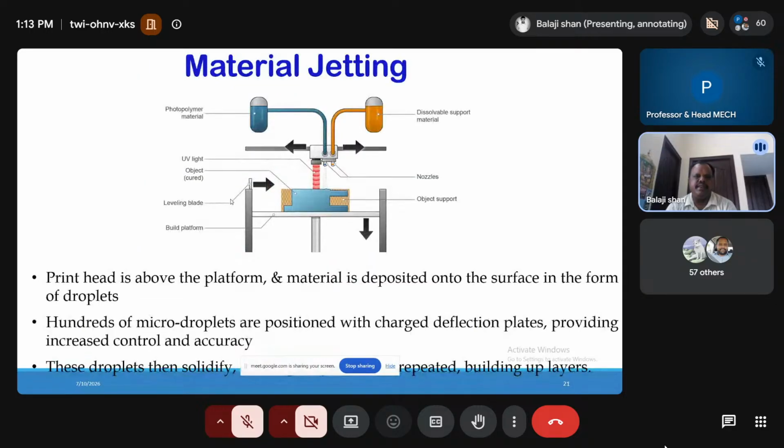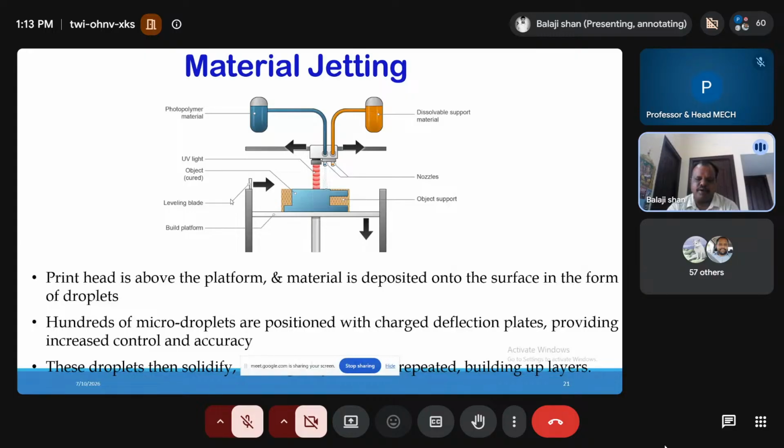And the next one is material jetting. The print head is above the platform. Material is deposited on the surface in the form of droplets. Hundreds of micro droplets are positioned with charge deflection plates, providing increased control and accuracy. These droplets are solidified and repeated to build up the layers.